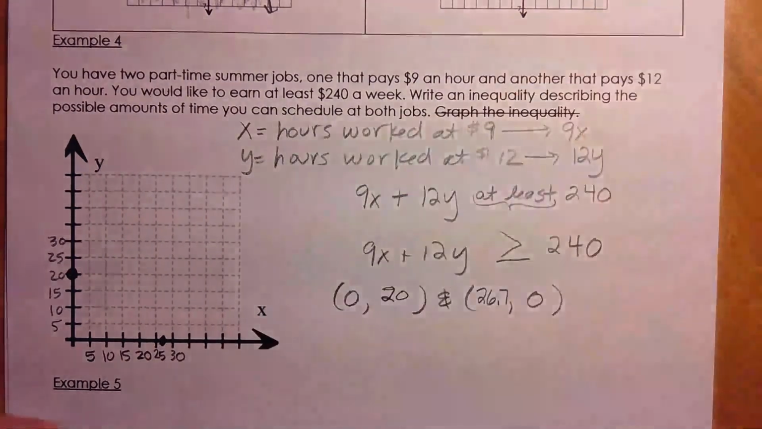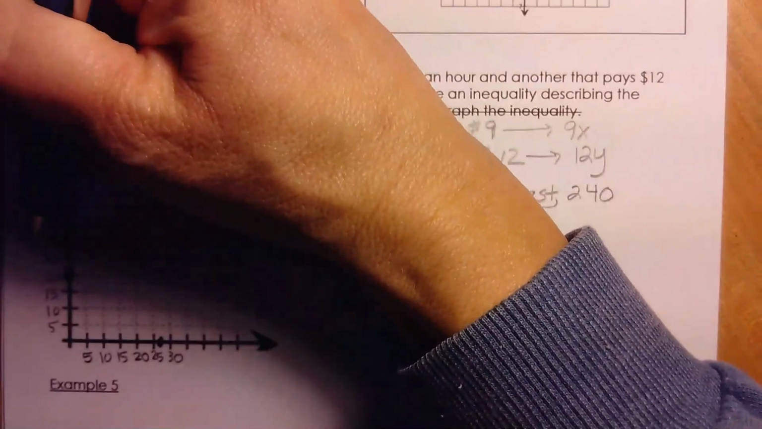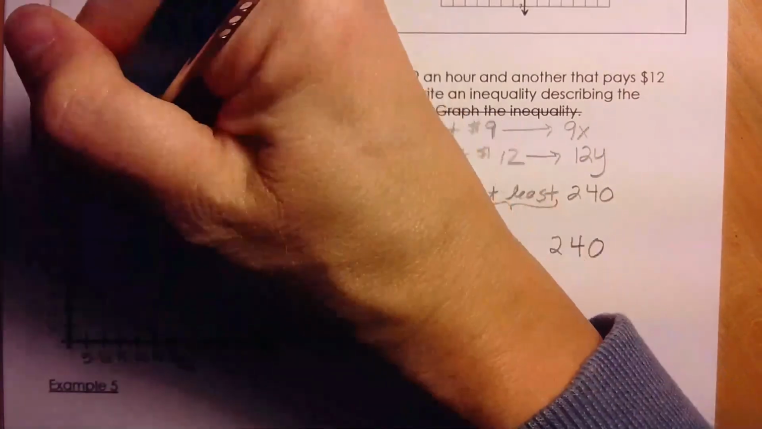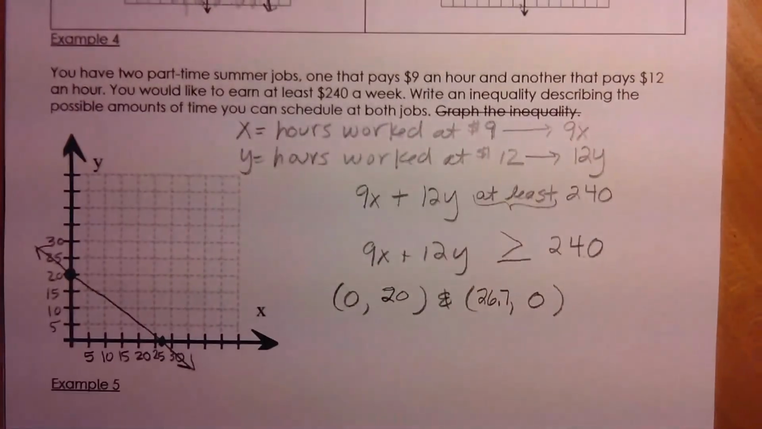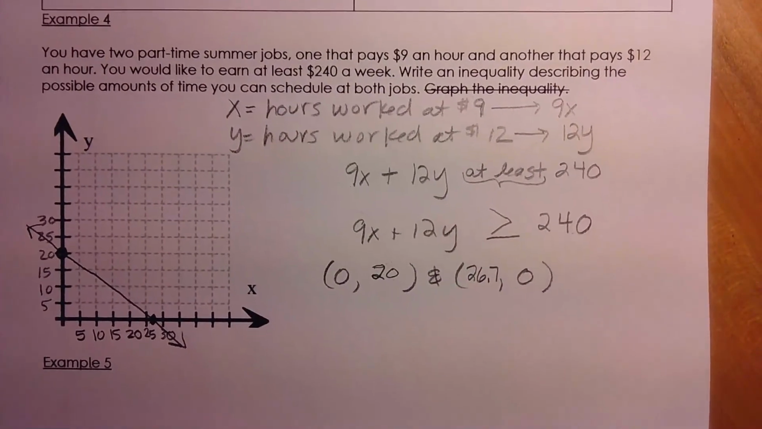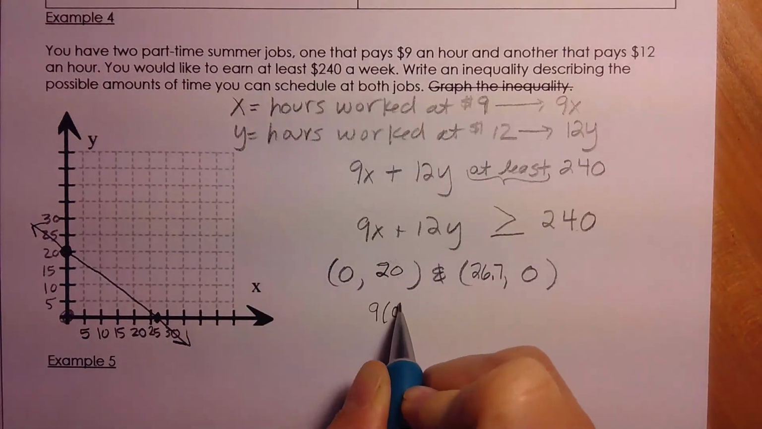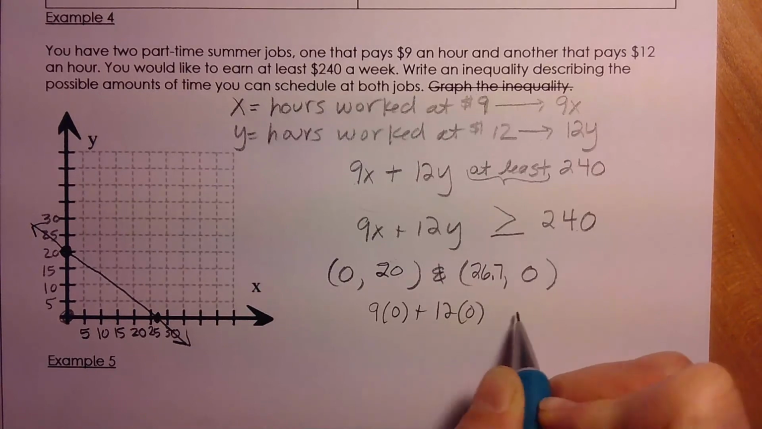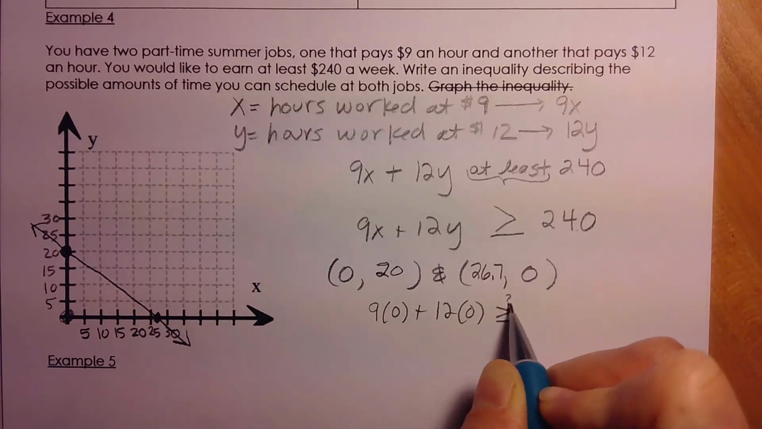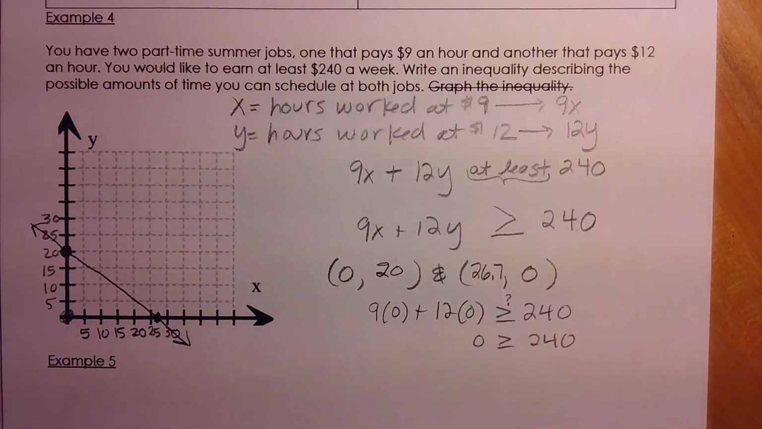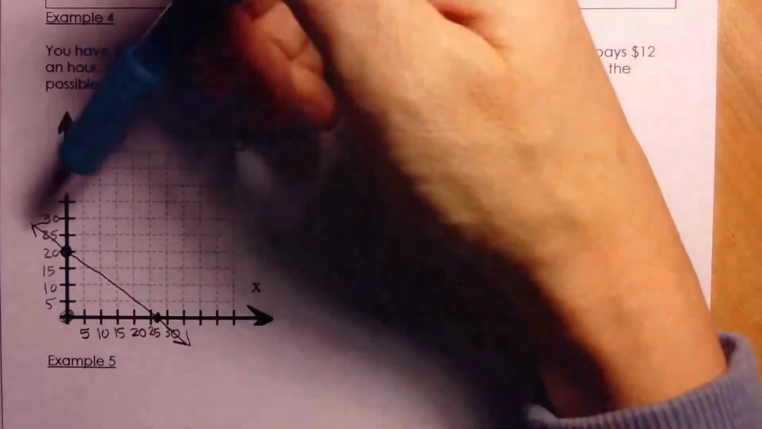All right, and this one looks like it's going to be a solid line. I know, I got weird shadows on my paper. My hand will be in the way for a second. Go ahead and plot your line. All right, and now I'm going to test a value. So test 0, 0. So if I plug 0 in for the x and 0 in for the y, I'm asking the question, is that going to be greater than 240? Definitely not. Okay. So that means I am going to shade on the upper half of this line.